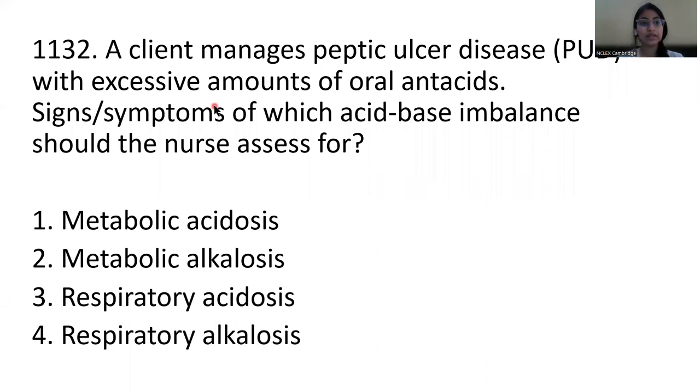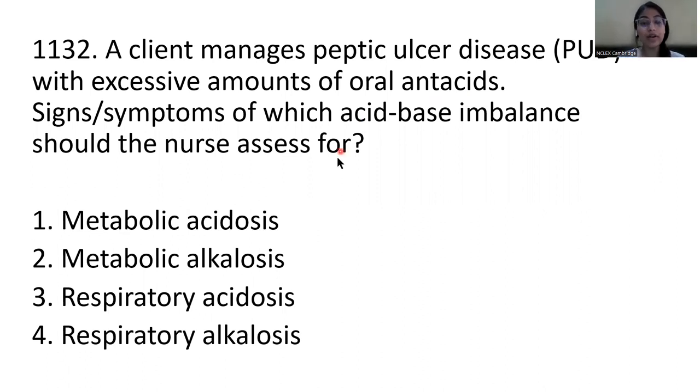Now next question. A client manages peptic ulcer disease with an excessive amount of oral antacid. Signs and symptoms of which acid-base imbalance should the nurse assess for? So the client is having an excessive amount of antacid because he has peptic ulcer disease. When there is peptic ulcer disease, we have to neutralize the acidity in the gut to not increase the severity of the ulcer. So if the patient is taking excessive antacid, the gut is going to be more alkaline.